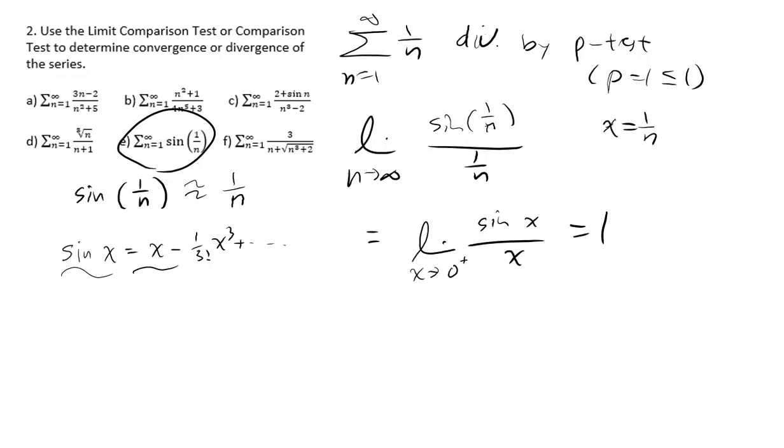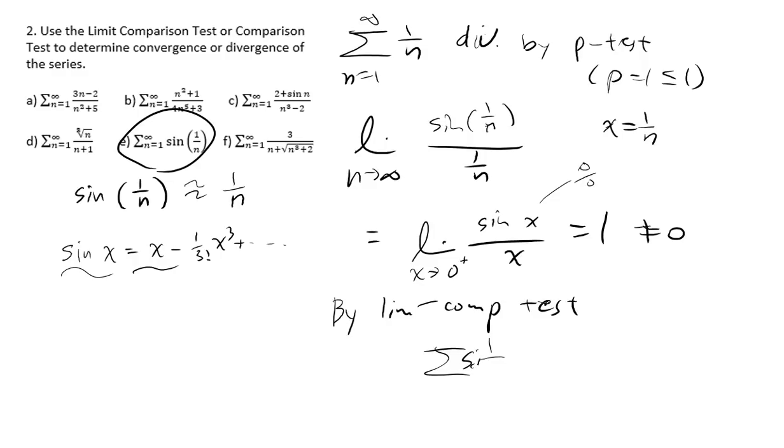Or if you forgot that fact, you can just differentiate top and bottom, because this is a 0 over 0 type. So that means we can use L'Hopital's. When you use L'Hopital's, you get cosine x over 1, and when you plug in 0, you get 1 also. So either way, you're going to get 1, which is not 0. That means our limit comparison test succeeded. Now we can conclude that by limit comparison test, sigma of sine of 1 over n, n from 1 through infinity, diverges.